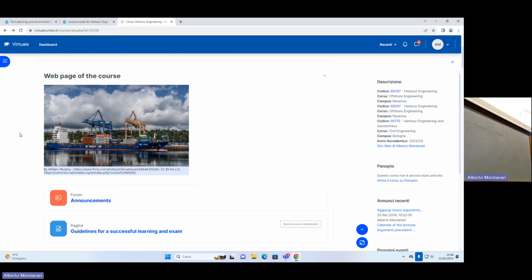And also my website is more flexible than Virtuale because I don't have the cyber security needs that the university has. I can tolerate being vulnerable. The university cannot, of course, and therefore it's more flexible. But on Virtuale, there are some important things that I want you to know.